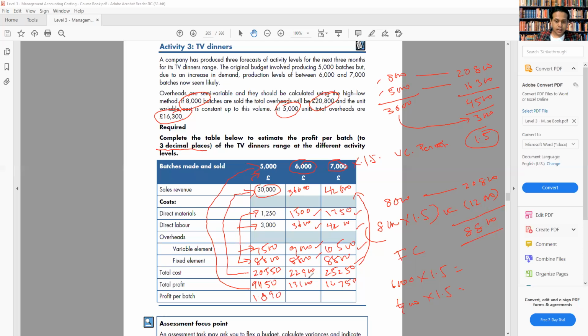All right, so all I need to do is to divide. So 13,100 divide 6,000. How much will be the profit per batch for that? 2.183. And the last one, 16,750 divide 7,000, 2.393. All right, so this is the completion of this cost.